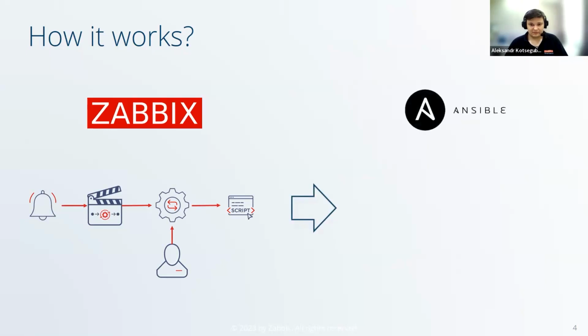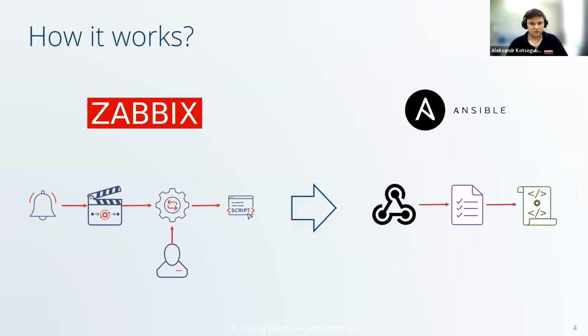On the Ansible side, this message will be received with the webhook plugin. Then this event will be checked against possible conditions in the rulebook. And if any condition is matched, then the action specified in the rulebook will be executed.